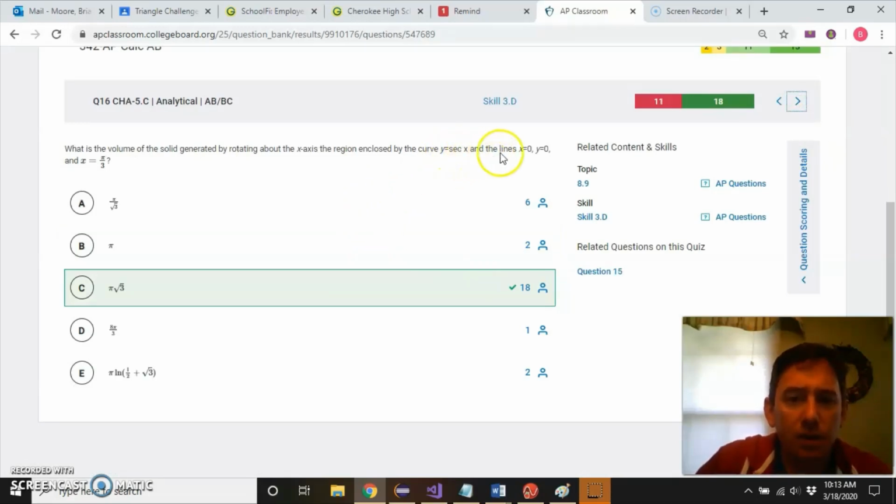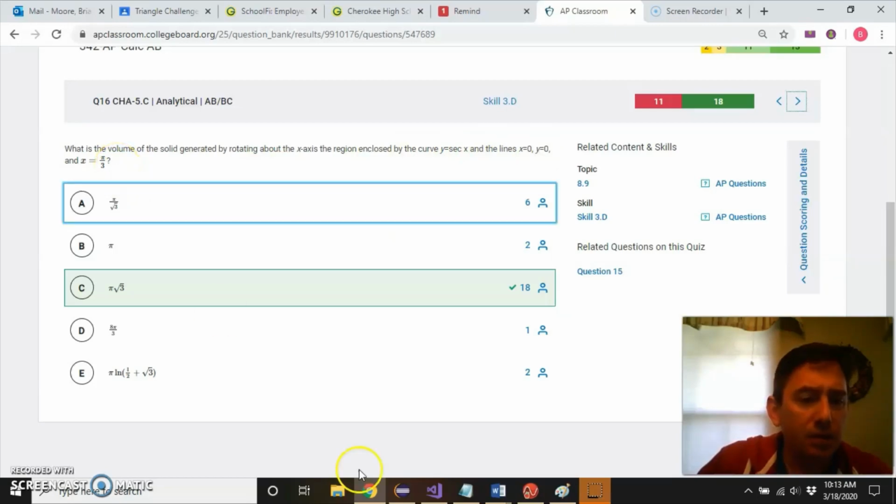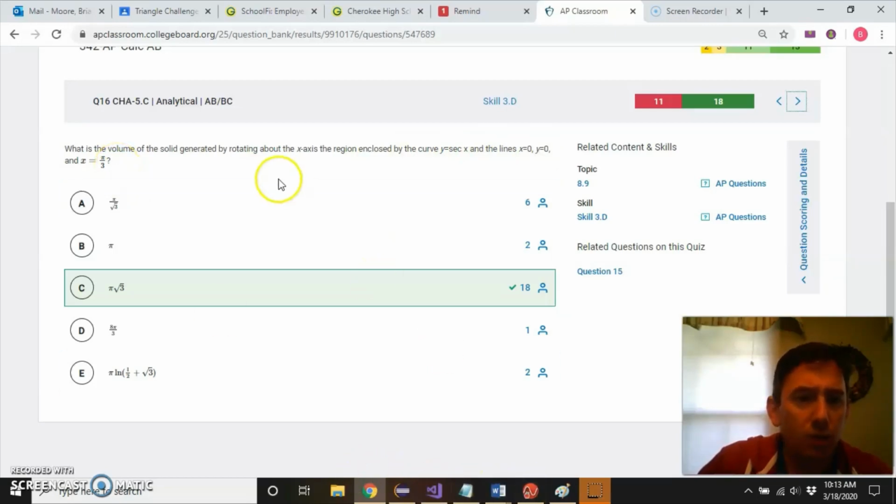Okay, y equals secant x, the x and y axes, and x equals pi over 3. What are we doing? Rotating this around the x-axis?